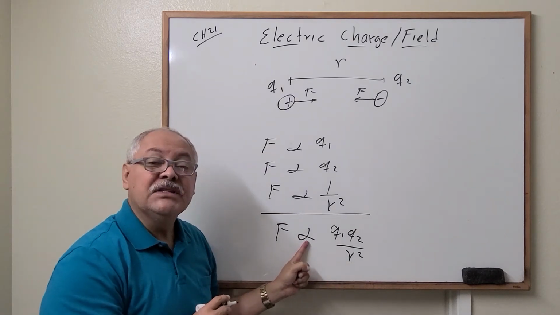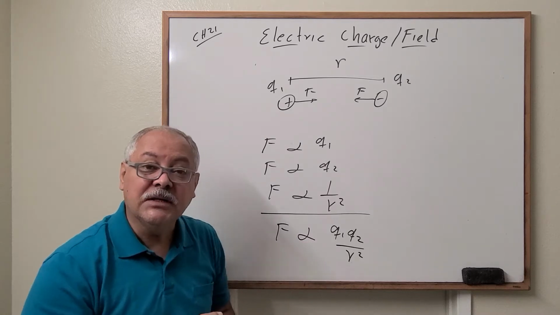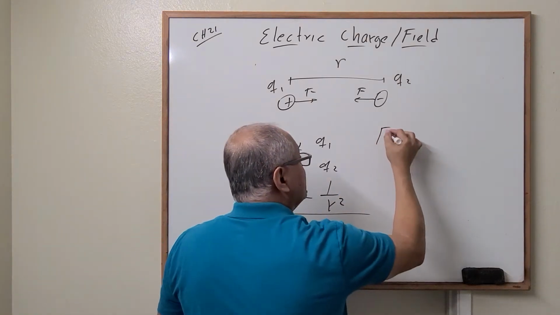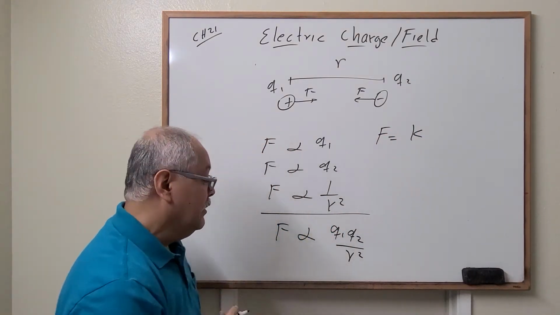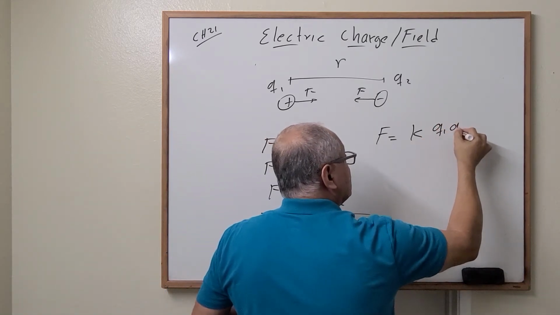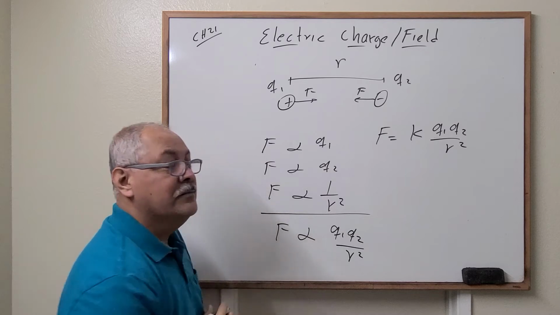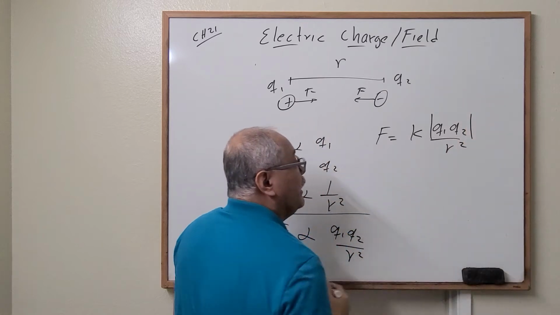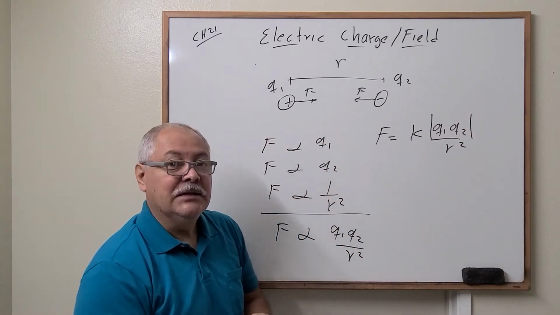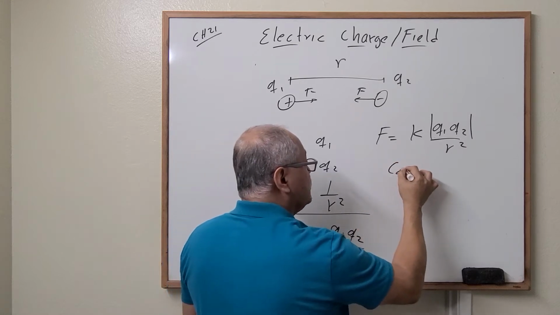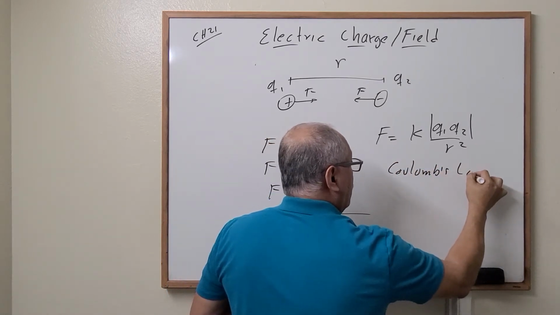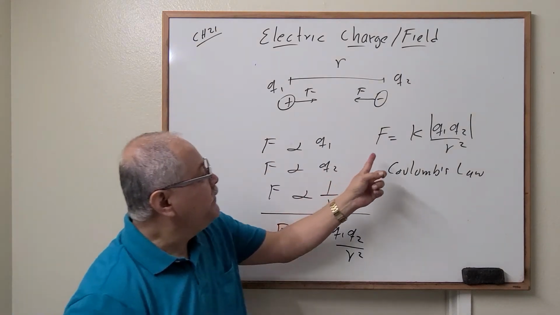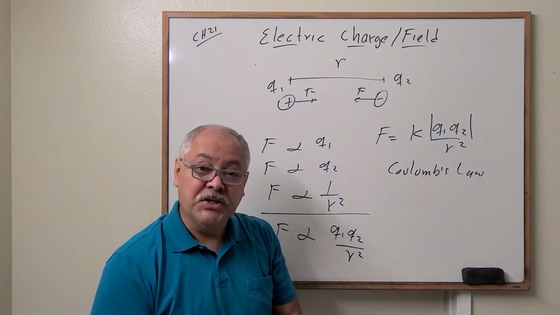How do we eliminate the proportionality symbol? Using a constant. What do we need a constant for? To match the units. So the force is equal to a constant K times charge 1 times charge 2 divided by the distance squared. This is the magnitude, and this is called Coulomb's law. Coulomb's law is for charges at rest. Perfect.